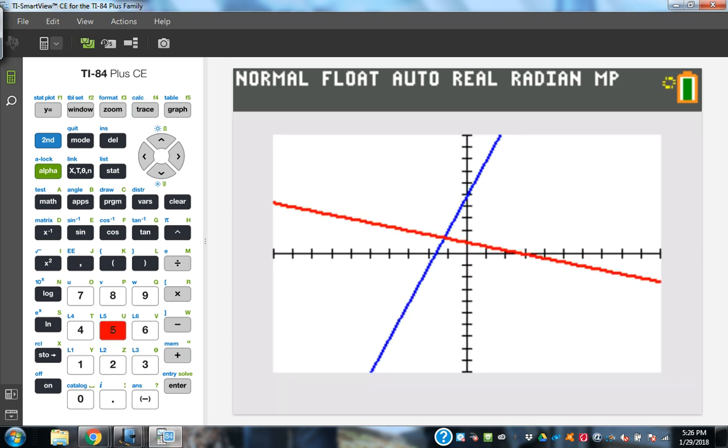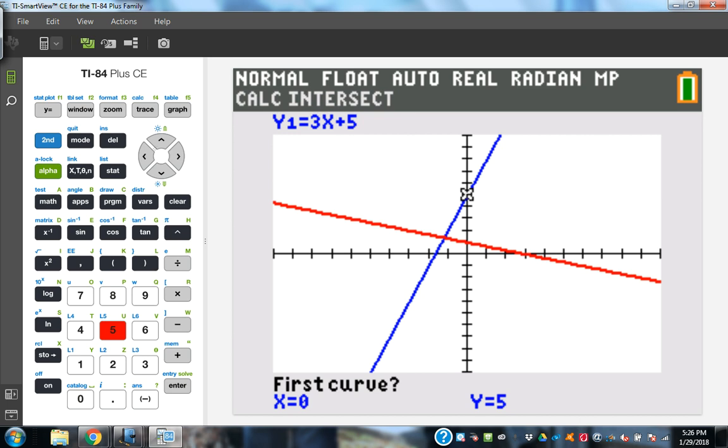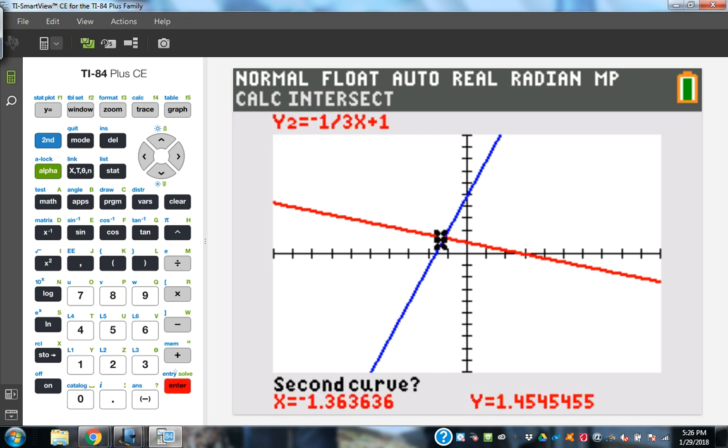So number 5, and the first curve, it's saying this one here. I'm going to move to the left of that. Hit enter. And then second curve, to the right of that. Enter. And it asked me to guess, and I'm going to try to get close to where they're intersecting. That's pretty close, I'm just eyeballing it there. And then hit enter. Negative 1.2, positive 1.4.